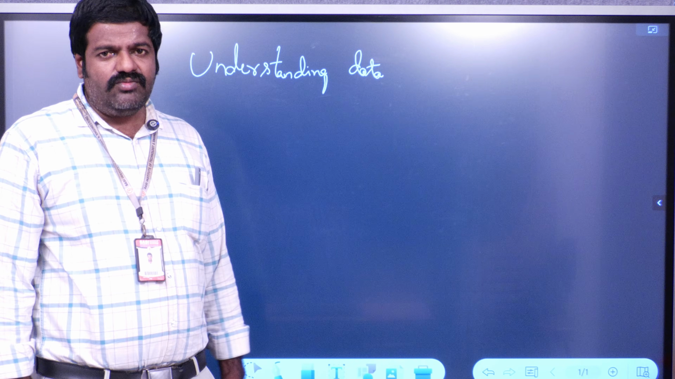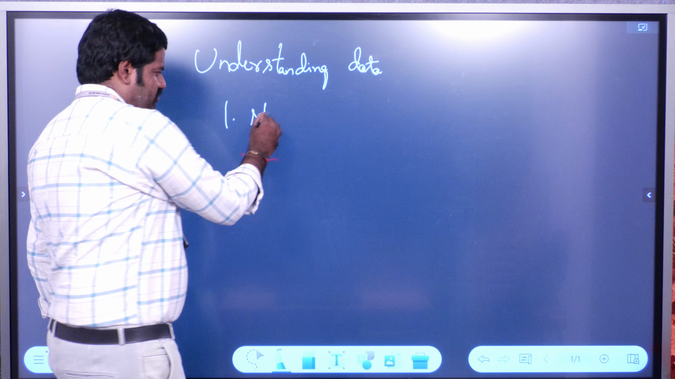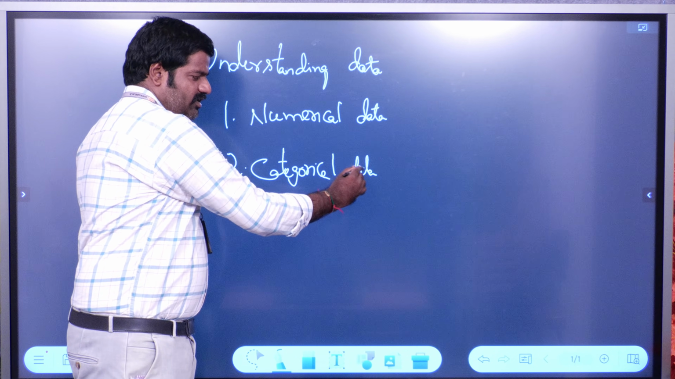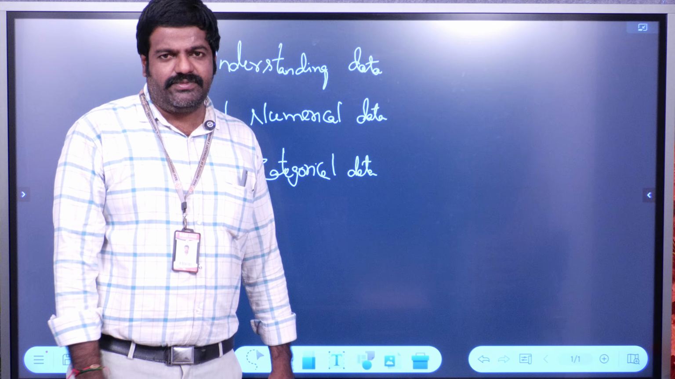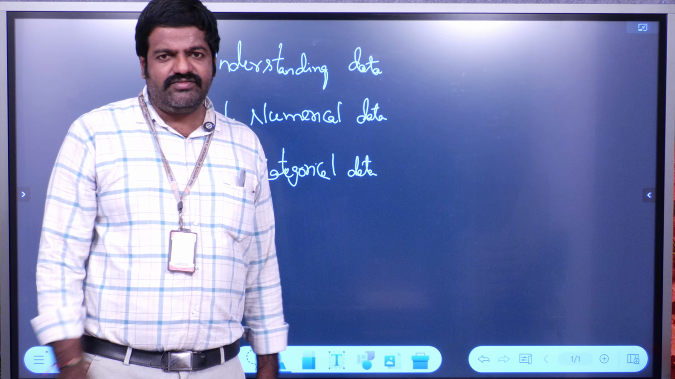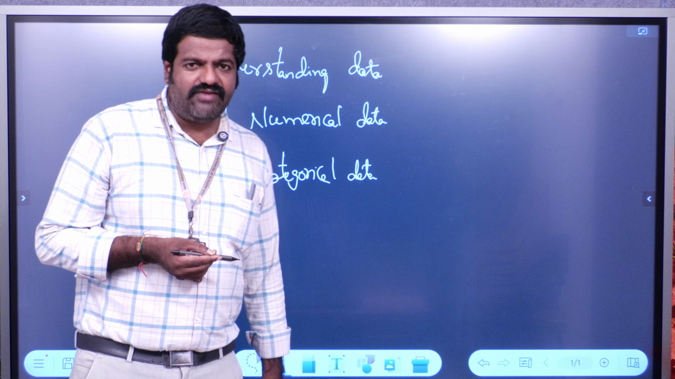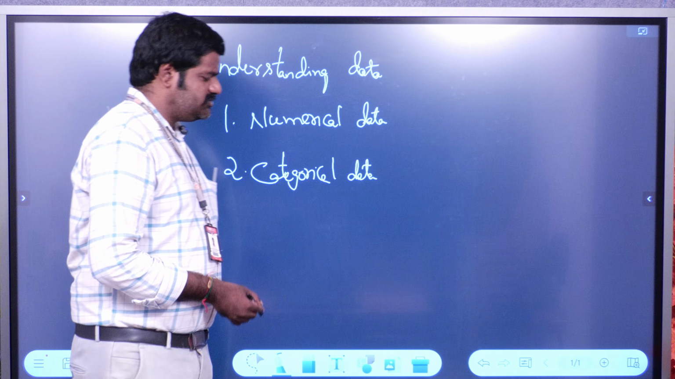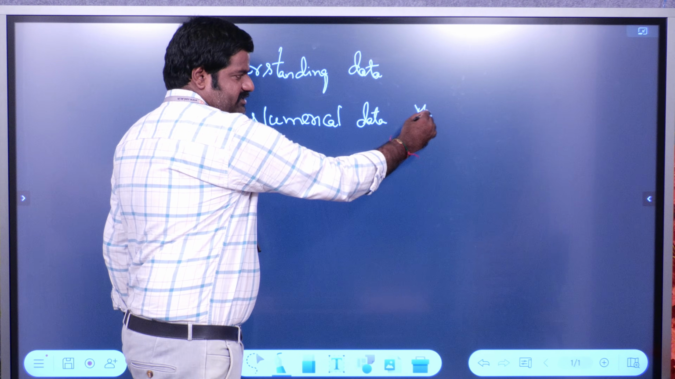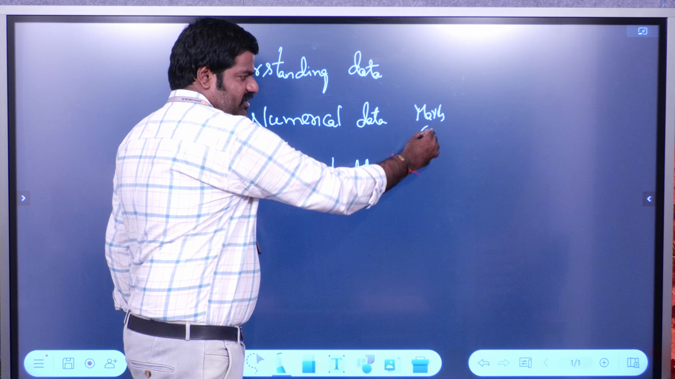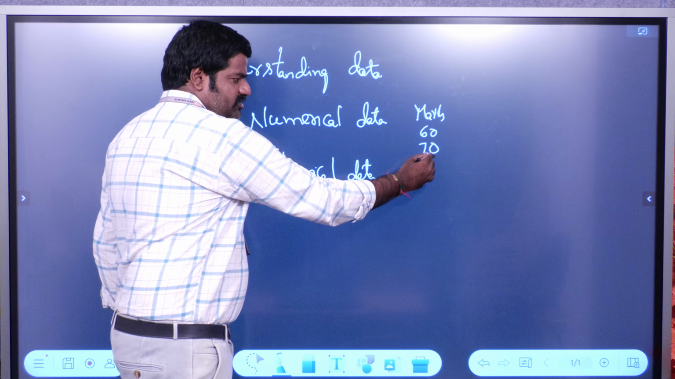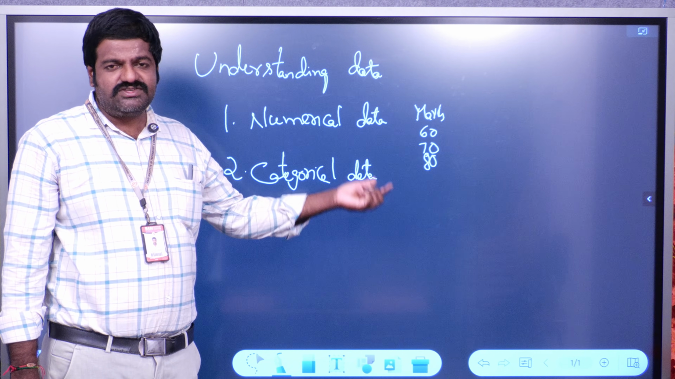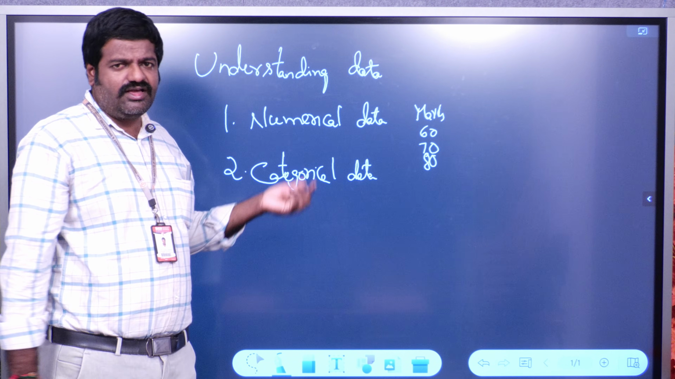What kind of data? The data may be numerical data. The data may be categorical data. I'm going to explain what numerical data and categorical data are, with examples. Coming to numerical data, it has numerics: the attributes that have values as numerics. For example, marks. What are the possible values for the marks? Numbers, 60, 70, 80. So this comes under numerical data. An attribute having numerical values is said to be numerical data.